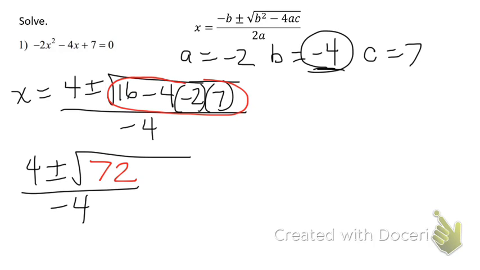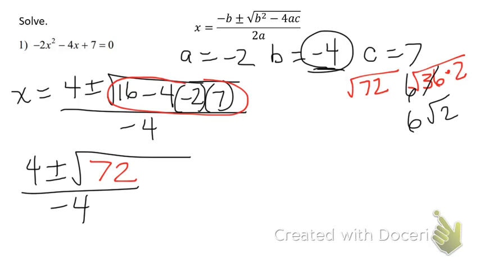Now, 72 can be broken down. 72 is the same as 9 times 8, or even quicker would be if I recognize that it's 36 times 2. Okay? Now, if you do 9 times 8, then you just have to break down the 8 again after that. 36 is faster. Square root of 36 is 6, so that comes out of the radical, and I get 6 root 2. So putting that back in with my answer, I now have 4 plus or minus 6 root 2 all over -4.